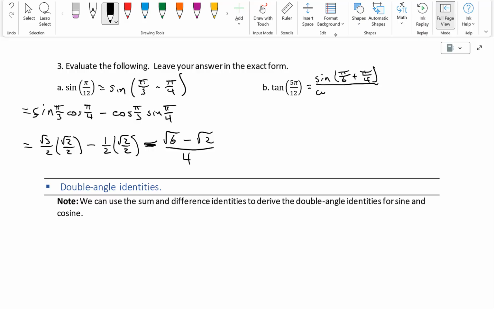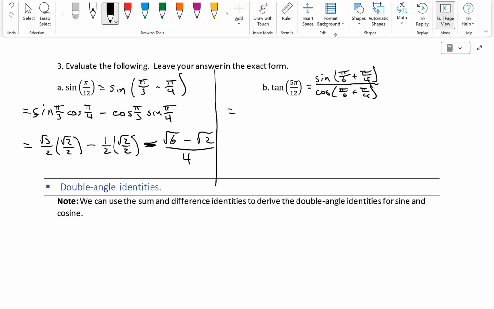divided by cosine of pi over 6 plus pi over 4. Right, so again, we've got two unit circle values that add to 5 pi over 12, and we know tangent is equivalent to sine of the angle over cosine of the angle. So we want to run these through our identities.